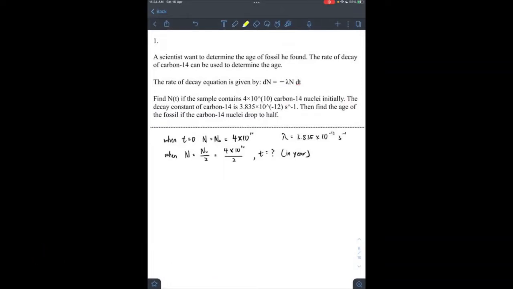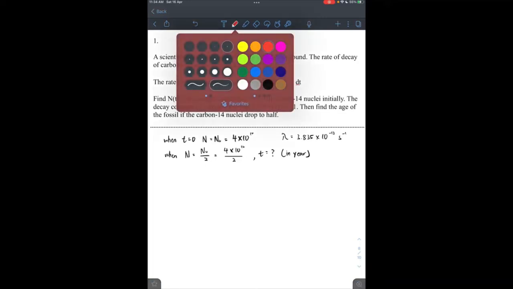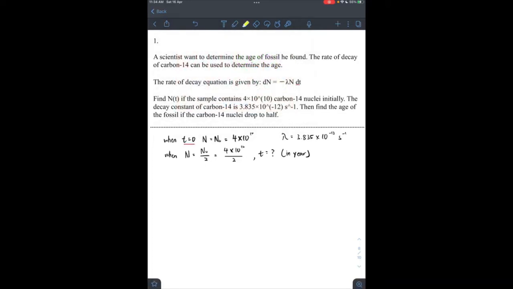So, initially, which is t equal to 0 s, the N naught given by the question is 4 times 10 power of 10. So, N naught equal to this, and the constant is also given by the question. So the constant is this, and the question asks for the time needed for the carbon-14 nuclei to drop to half, which means the initial amount drops to half. So how much time is needed? We need to find the time needed.